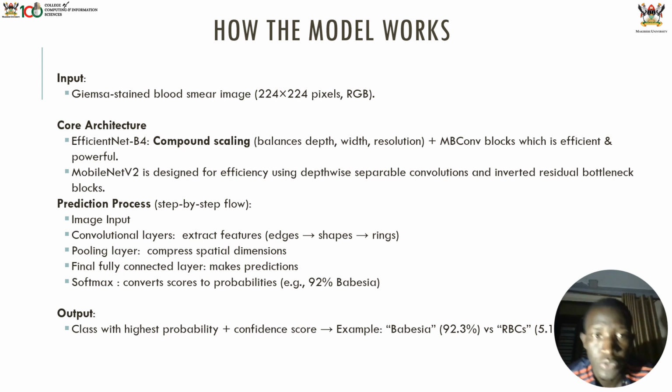Our output consists of the class that has been selected with the highest probability as the final prediction. It also provides a confidence score for transparency. For example, if a model predicts Babesia with 92% confidence, then it is compared to the lower probabilities for other classes. So it is difficult to have the same percentages. One of the classes has to have a higher percentage so that we can easily distinguish between the healthy and the unhealthy.